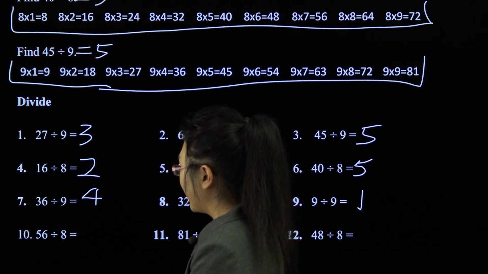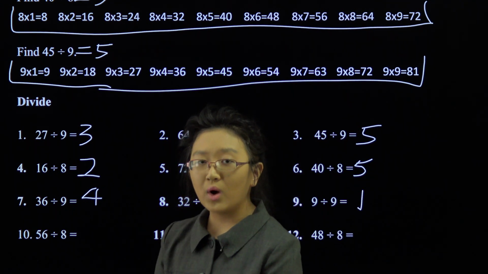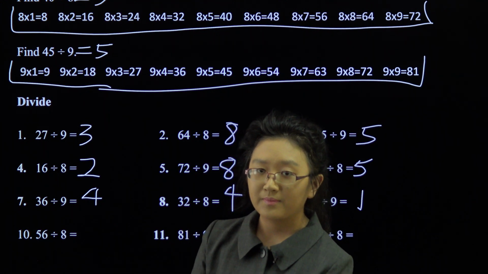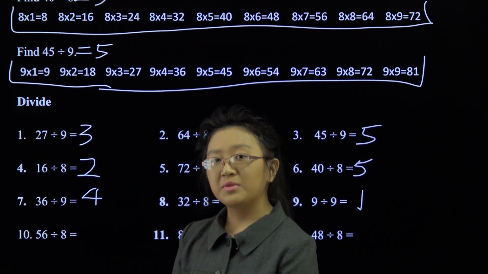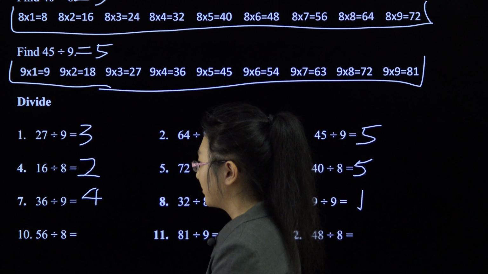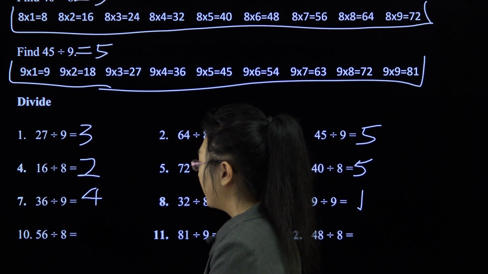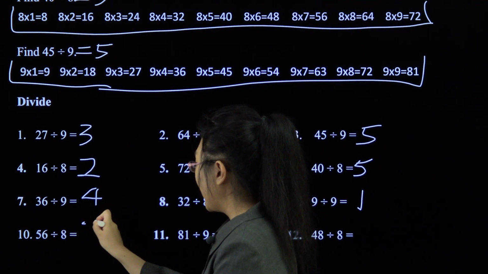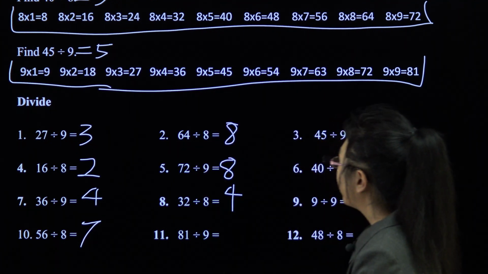56 divided by 8. 8 times what equals 56? 8 times 7 equals 56. 56 divided by 8 equals 7.